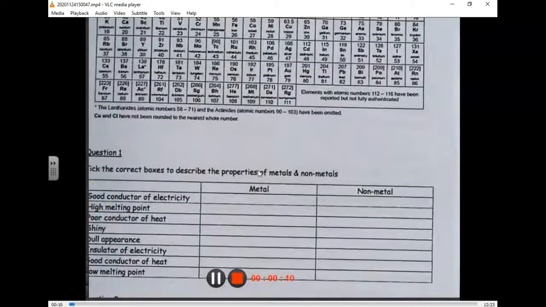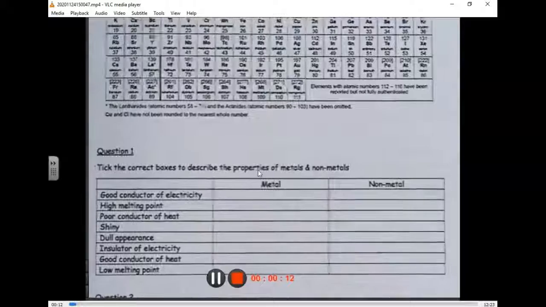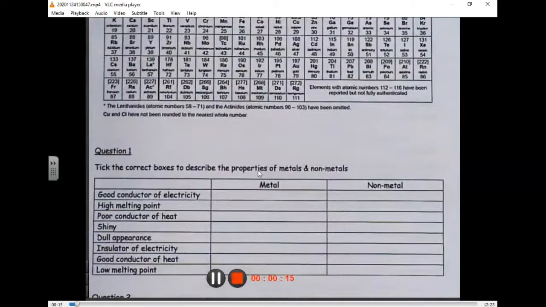Done them, you can mark them. So number 1, tick the correct boxes to describe the properties of metals and non-metals.